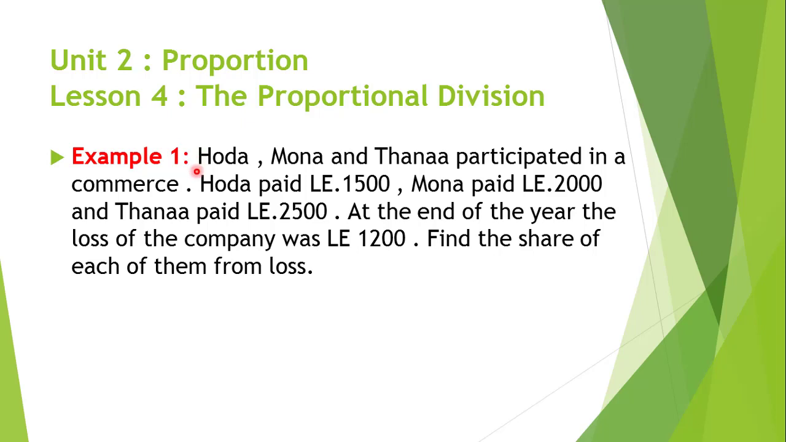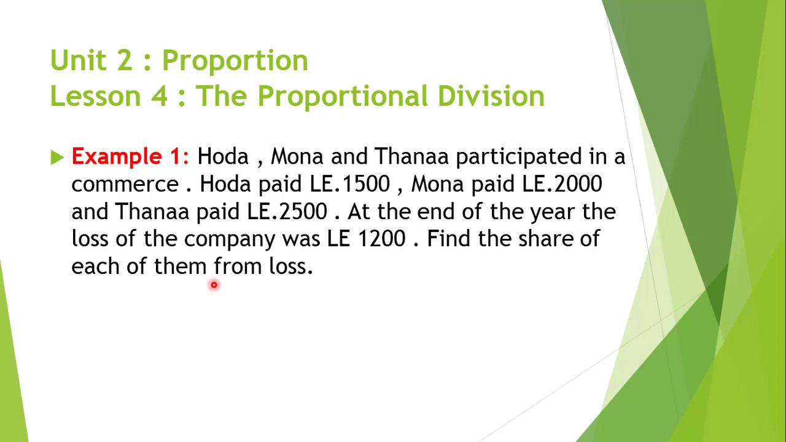Example number 1. Huda, Mona and Sana. So we have 3 persons here. Huda, Mona and Sana participated in a commerce. Huda paid £1,500. Mona paid £2,000 and Sana paid £2,500. At the end of the year, the loss of the company was £1,200. Find the share of each of them from loss. So I want the share of each of the 3 persons from loss.